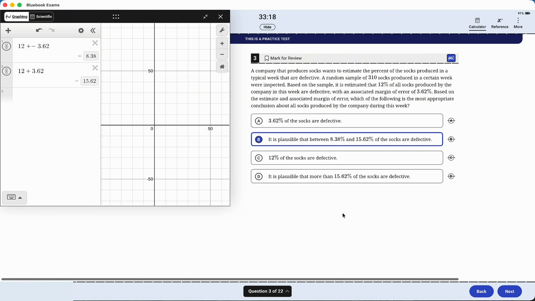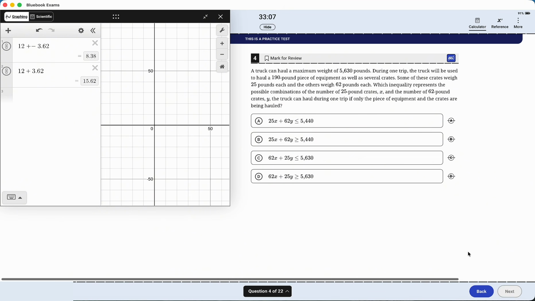And that's what we want to say. We want to say this is the most likely range. So that's what B says. It's the plausible range, right? That's typically what you're going to see. And if it's a number outside of that, it's not that it's impossible, it's just that it's unlikely. So there it is.